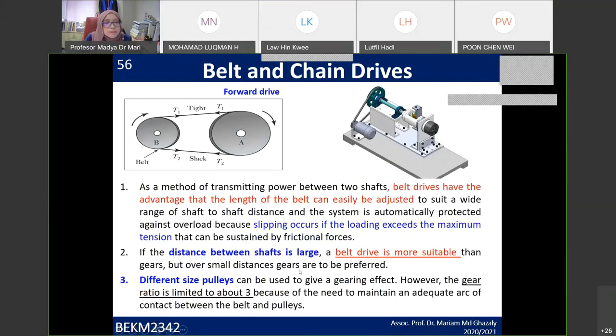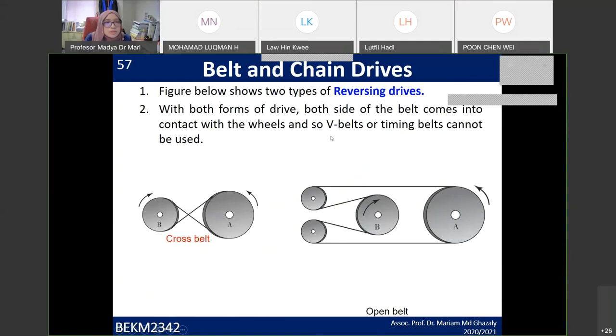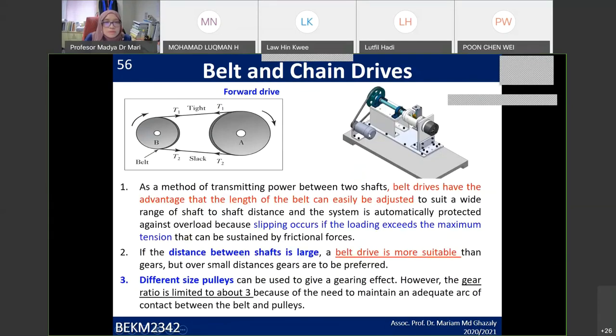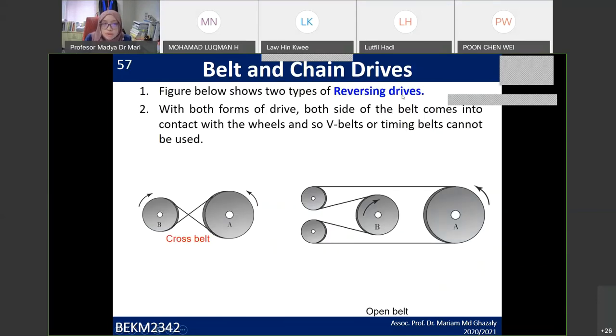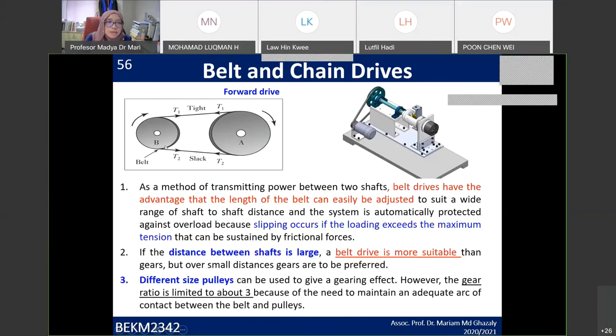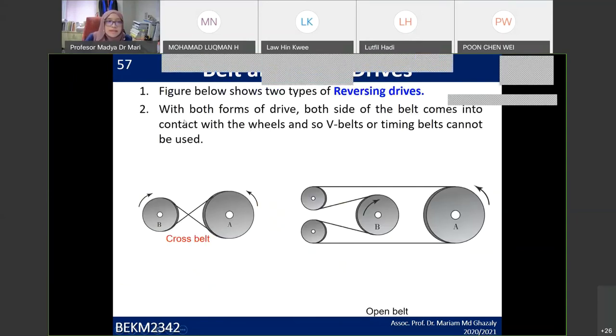Right, so I think you just go through this one, and we have the forward. The drive can be moving in forward motion or reverse motion. For forward motion, it is direct. You have two pulleys, so when you rotate B, A will rotate in the same clockwise motion. But for a reversing drive, you're going to have this type of category. You have A and B with a cross type belt like this.